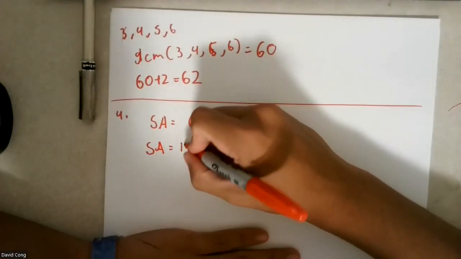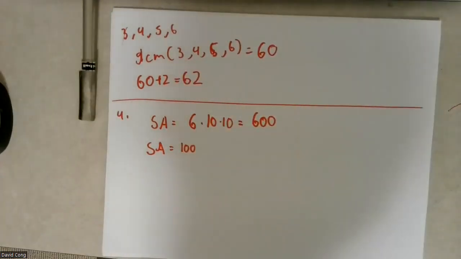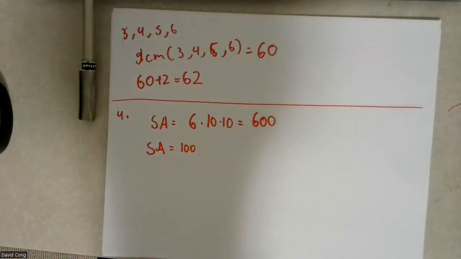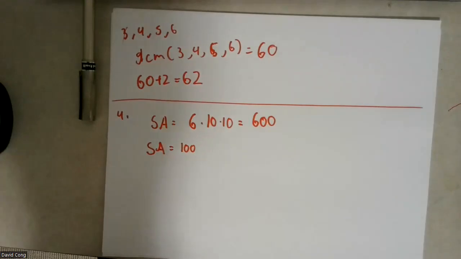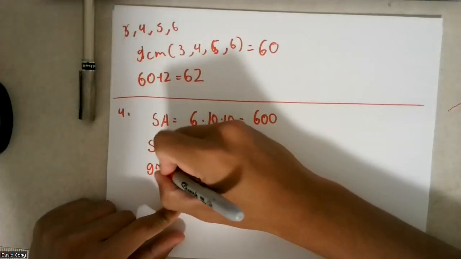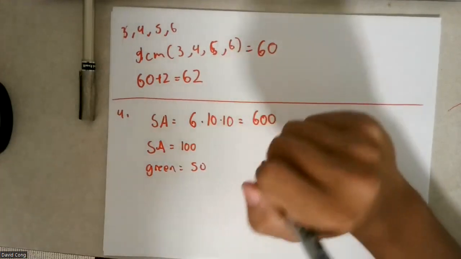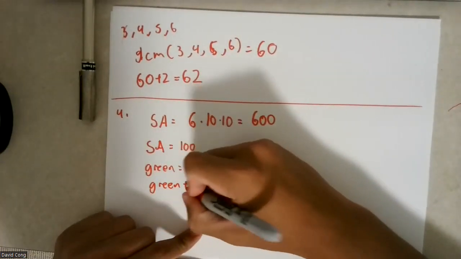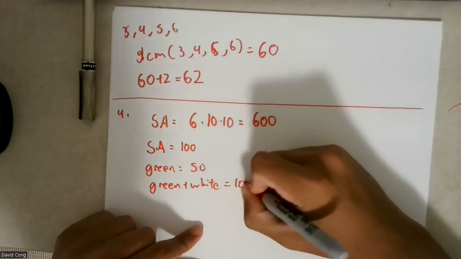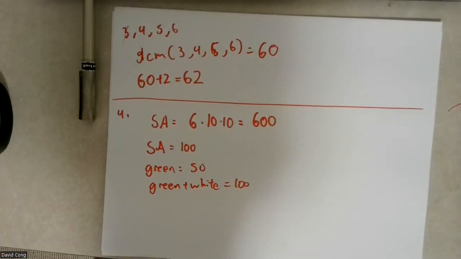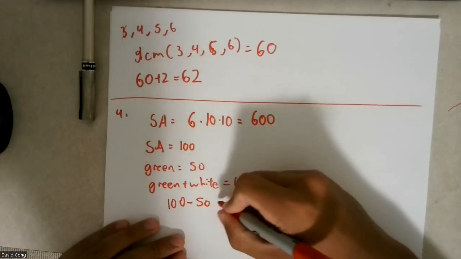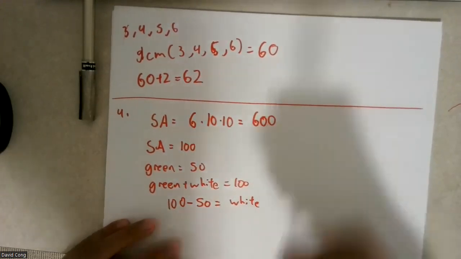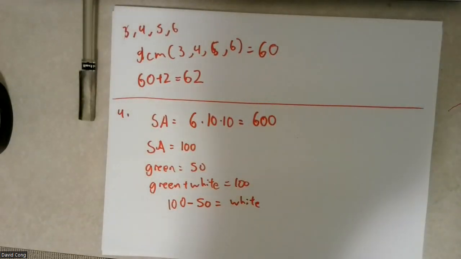The surface area of one square is 100. And because the paint is distributed evenly, and we have 300 green paint in total, each side gets 50 green paint. So green equals 50. But what do we know? The green plus the white must equal 100, because painted plus unpainted must equal the entire square. And we know for each square, the green paint covers 50. We get 100 minus 50 equals the amount of white. And each one is left with a 50 square foot square.